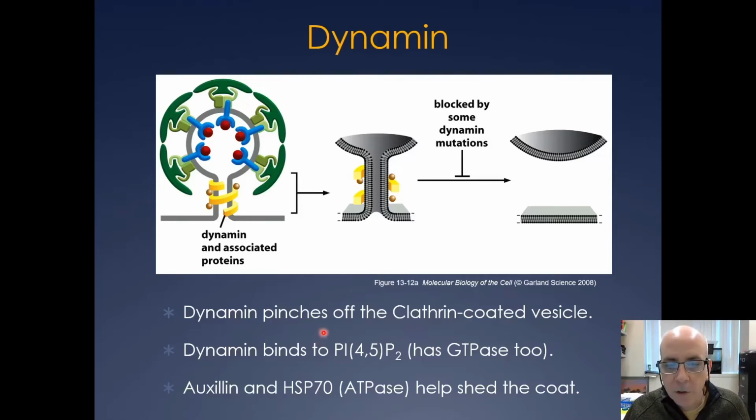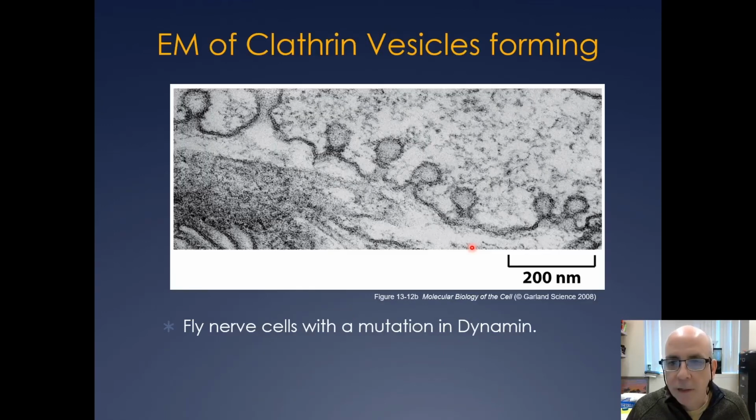It can also bind to phosphatidylinositol, and it also has a GTPase domain, which helps it pinch off. Once the vesicle has pinched off and it needs to uncoat, auxilin and HSP70 help shed the coat, so that then you're just left with the vesicle. And there are actually mutations in dynamin that block the pinching off of the vesicle. And here's a perfect example of that.